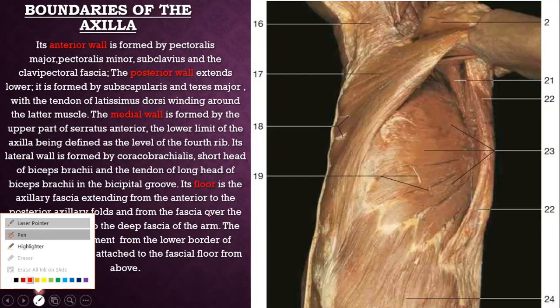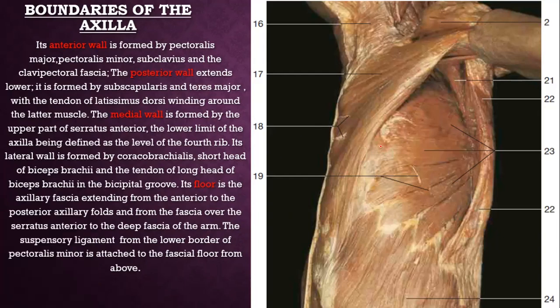The axillary fascia extends from the anterior to the posterior axillary folds. Now we have an axillary fascia here extending somewhat like that, from the anterior to the posterior axillary fold, and from the fascia of serratus anterior to the deep fascia of the arm. So that axillary fascia extending from the fascia covering serratus anterior to the deep fascia of the arm is the one that forms the floor.